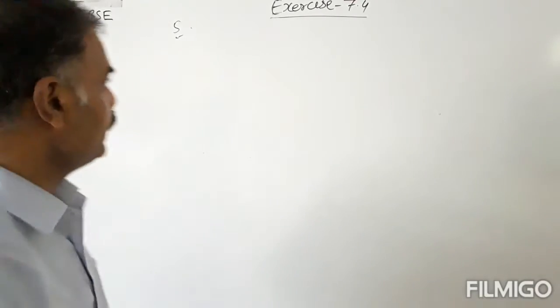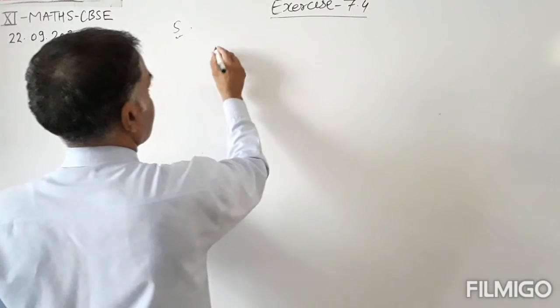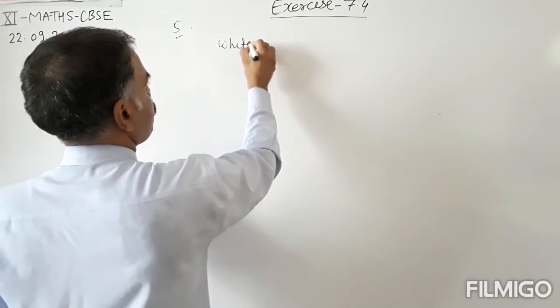Okay, so we have been given three colors. Three colors is white color. White color balls.